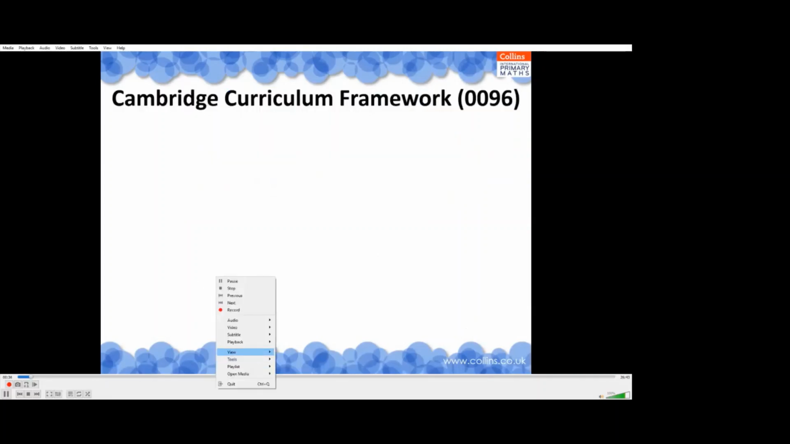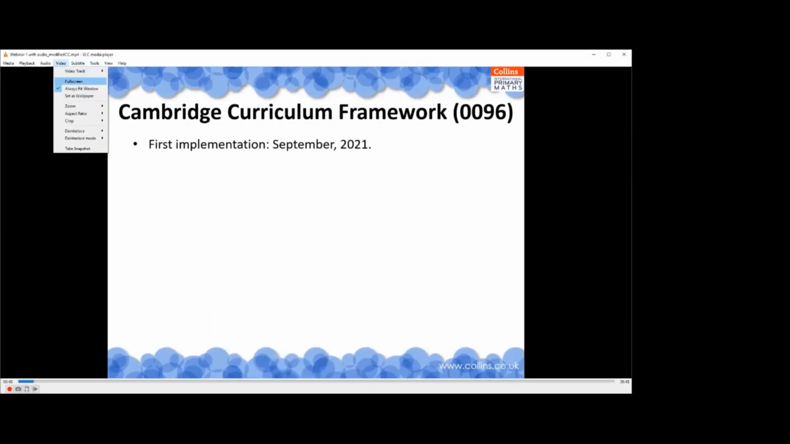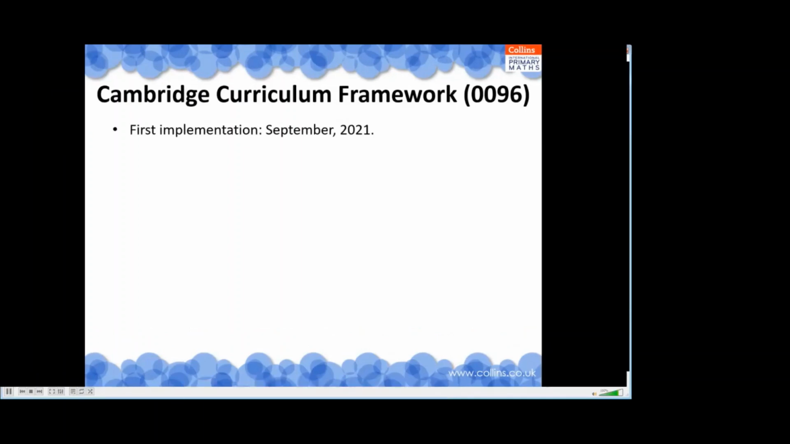I want to begin by briefly highlighting some of the more important features of the new Cambridge Curriculum Framework. It is recommended by Cambridge that schools begin teaching the revised framework from September 2021, with the first new Cambridge progression tests available from 2022 and the new Cambridge checkpoint tests taking place in 2023.